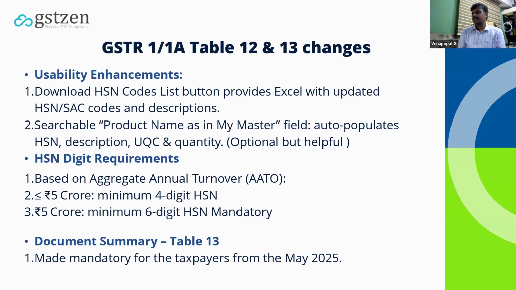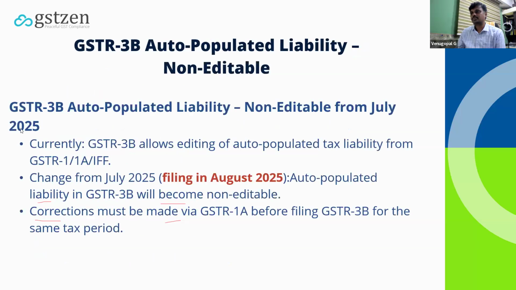Then table 13, document summary, has been made mandatory. So you have to give the list of invoices issued, invoices cancelled, debit notes, credit notes, all those aspects need to be reported to the government portal. On the turnover aspect, we have discussed, and this has to be given in 4 digits or 6 digits, basis your turnover. Less than 5 crores, 4 digits; more than 5 crores, then it has to be at 6-digit level. All right.